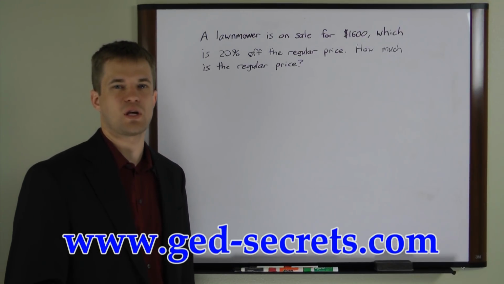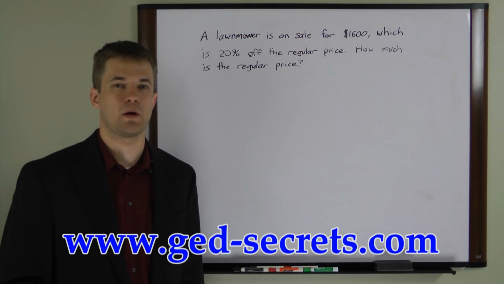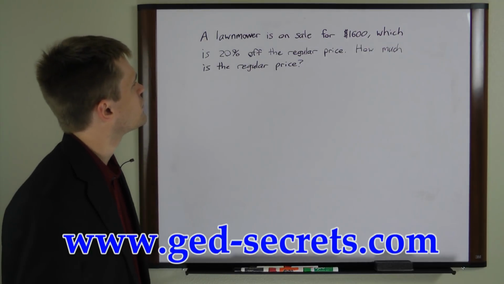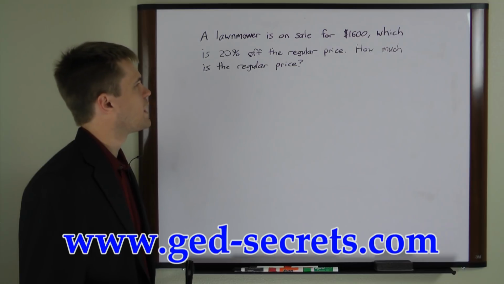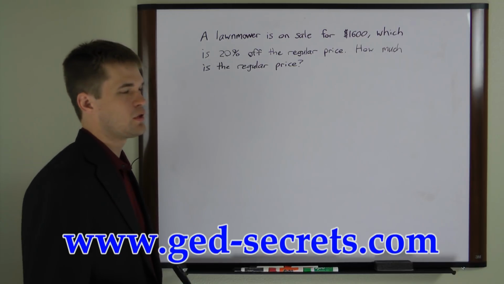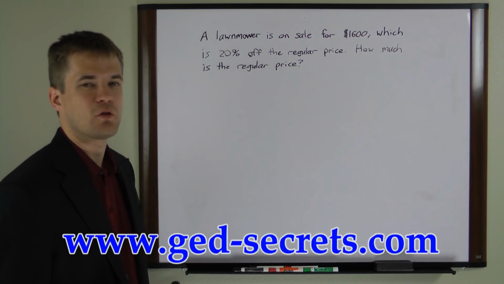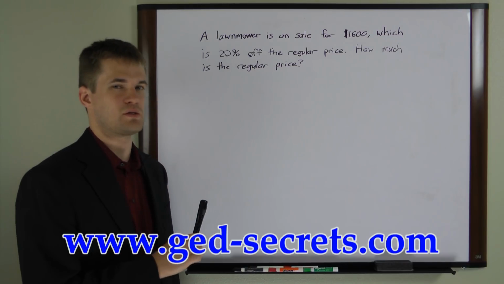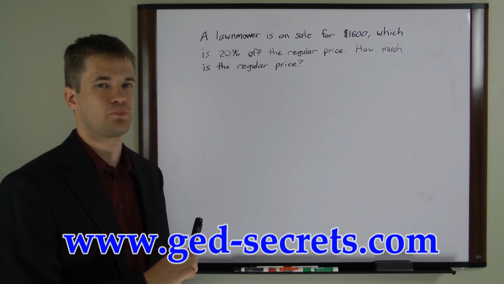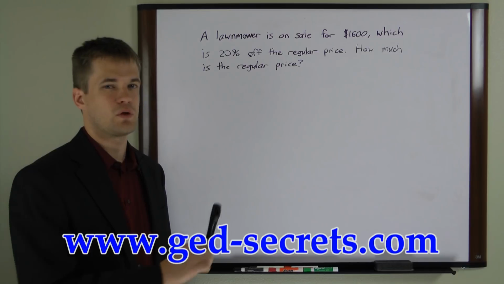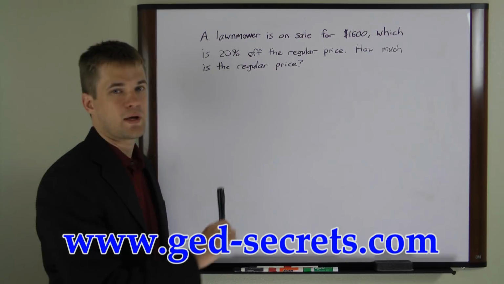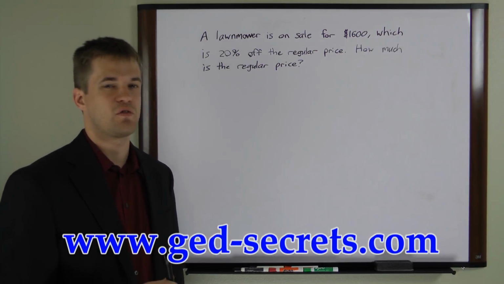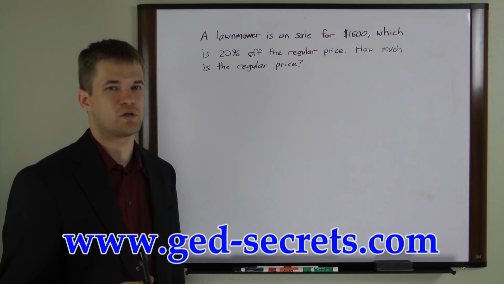Here's an example of one of the types of problems you may encounter on your exam. A lawnmower is on sale for $1,600, which is 20% off the regular price. How much is the regular price? Now the first thing you want to do with a word problem like this is convert the words to an equation. You want to be very careful when you're writing out your equation, because if you translate the word problem incorrectly, it doesn't matter how good you are at solving the equation, you're going to get the wrong answer.